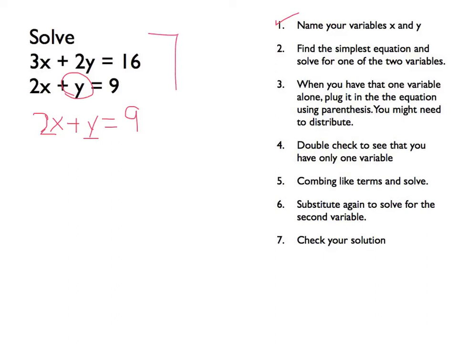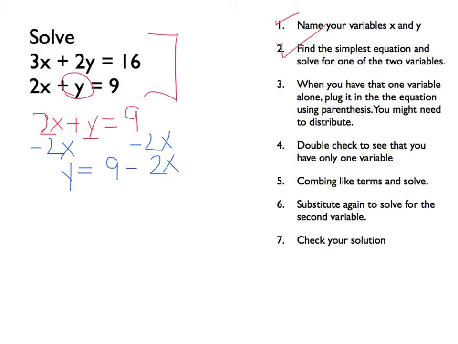Hopefully you copied the 2 equations in your notes, and then to solve this equation, you subtracted 2x from both sides. So that gave you y is equal to 9 minus 2x. Okay, so we've found the simplest equation, and we've solved for one variable. We now know what y is.